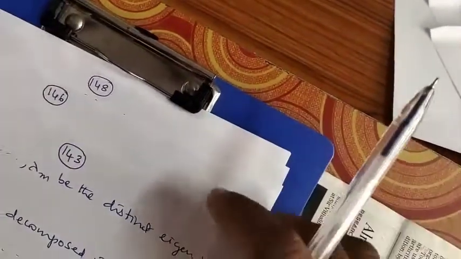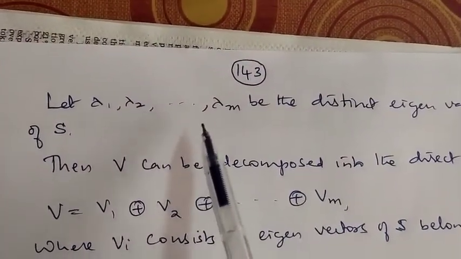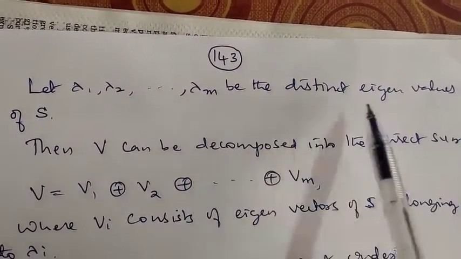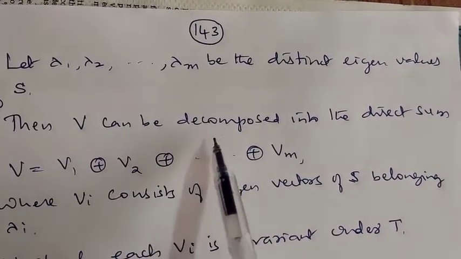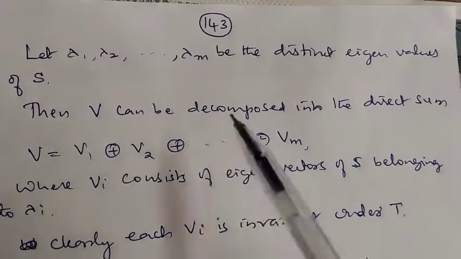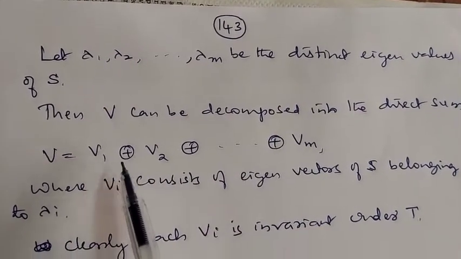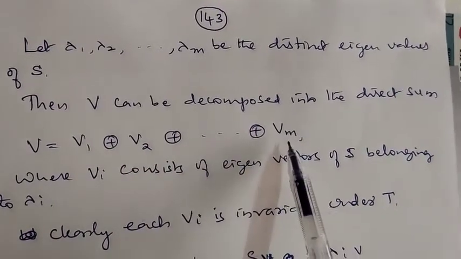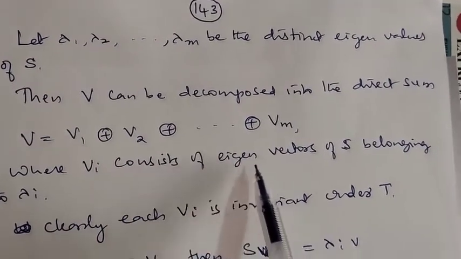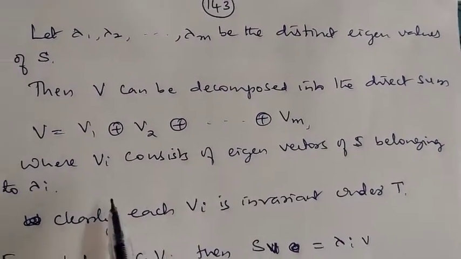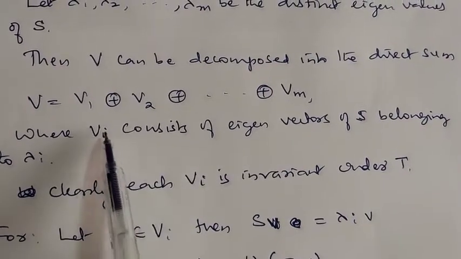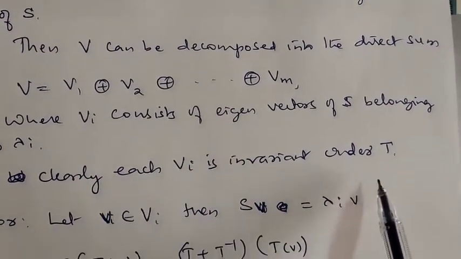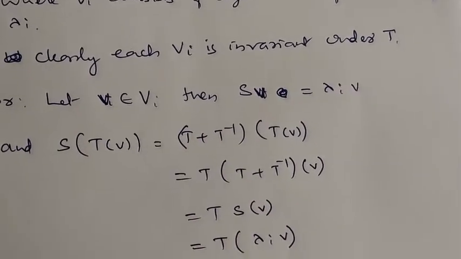Let lambda 1, lambda 2, up to lambda m be the distinct eigenvalues of S. Then we can decompose V as a direct sum, V equal to V1 plus V2 up to Vm, where each Vi consists of eigenvectors of S belonging to the eigenvalue lambda i. Clearly, each of these subspaces is invariant under T, which we can show now.